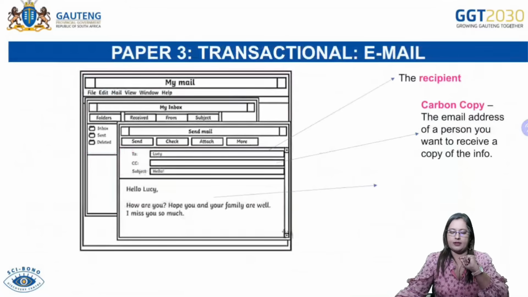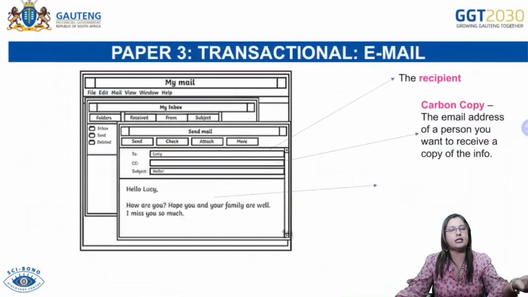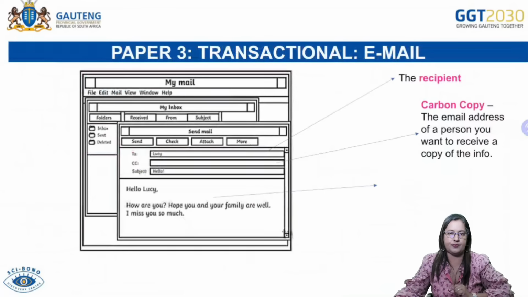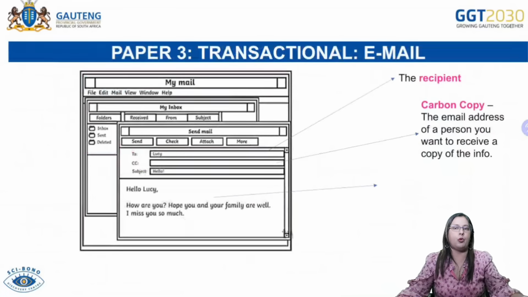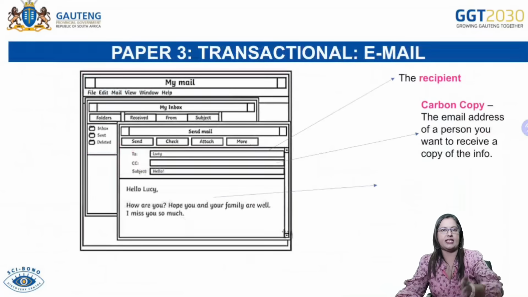Okay. Then the carbon copy, which is the CC here, is the email address of a person that you want to send this particular information to over and above the immediate recipient. Okay. So let's say, for example, your name is Kamo, right? So Kamo wrote an email to, let's say, Vash. Okay. So Kamo is the sender, Vash is the recipient.